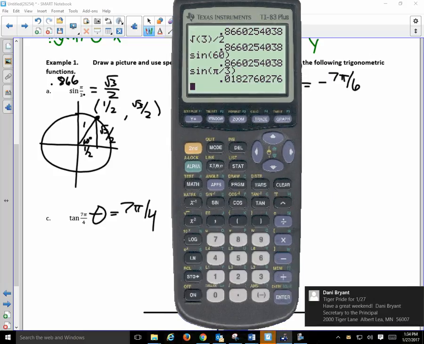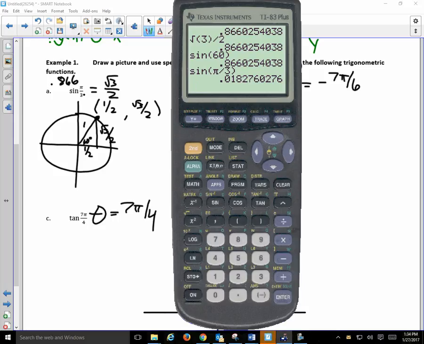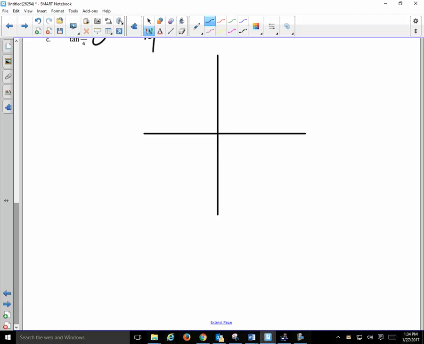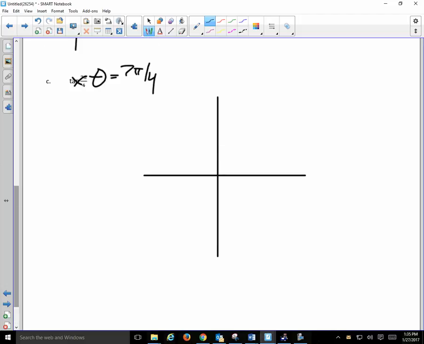And sure enough, I get 0.01. So please make sure you're working in the right format. Let's move down here to letter C. We are not just going to do the tangent of 7 pi over 4. We're going to find all of them.